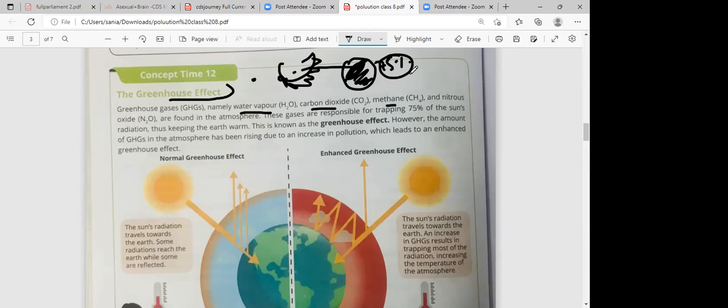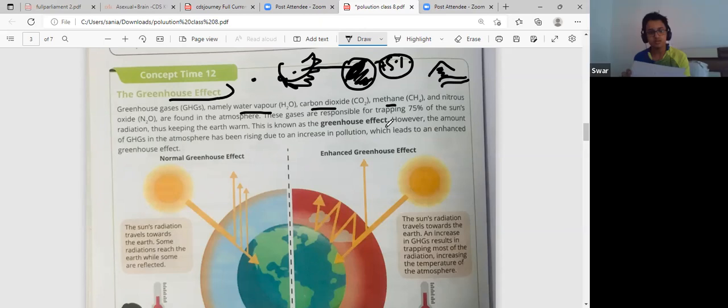Whenever the temperature rises, it causes lots of problems, like it melts the snow on the mountains, which will cause flooding and all that, right? However, the amount of GHGs in the atmosphere has been rising due to increased pollution, which leads to an enhanced greenhouse effect. Whenever the temperature rises due to greenhouse gases, it is known as the greenhouse effect. Clear? Yes, ma'am.